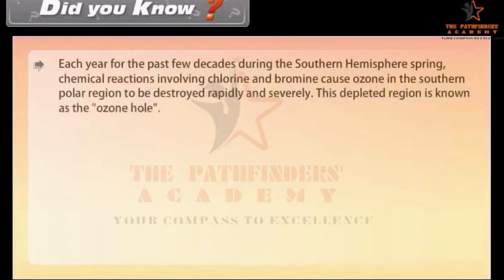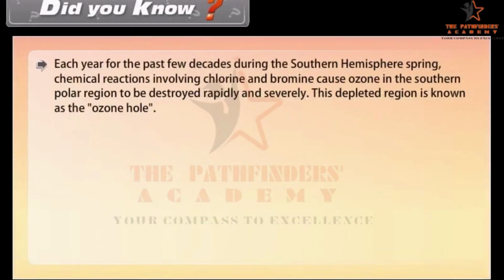Did you know, each year for the past few decades during the Southern Hemisphere spring, chemical reactions involving chlorine and bromine cause ozone in the southern polar region to be destroyed rapidly and severely. This depleted region is known as the ozone hole.